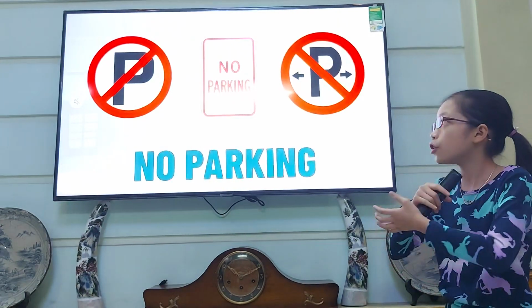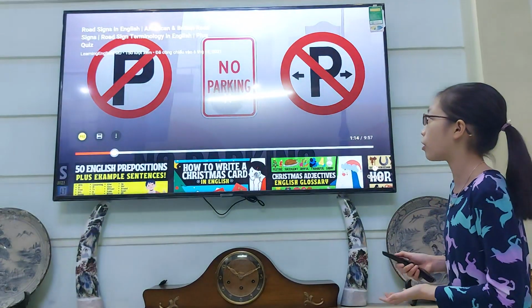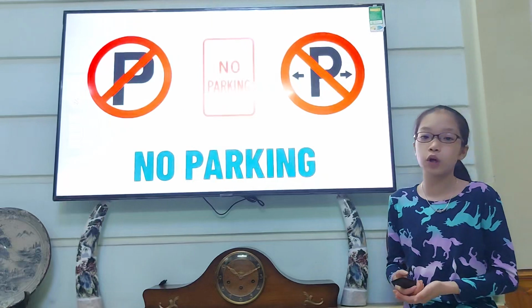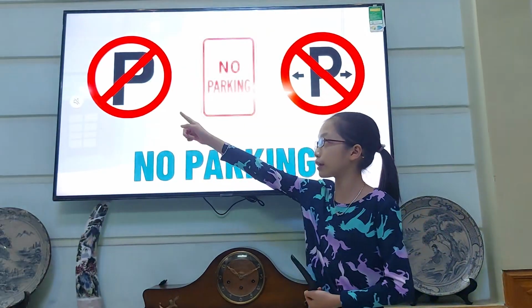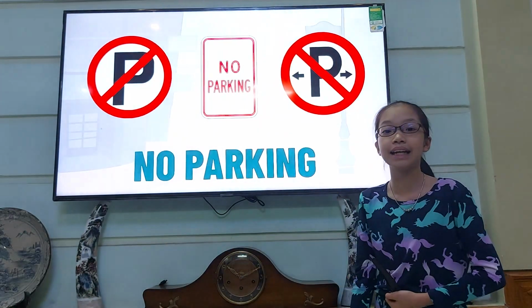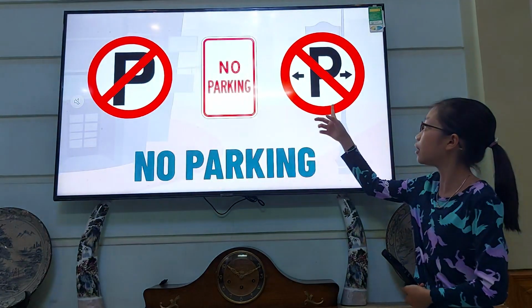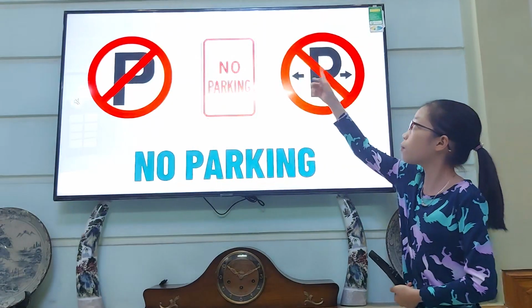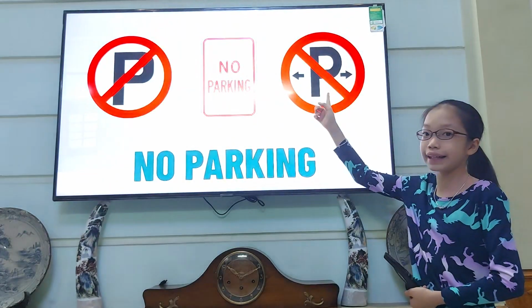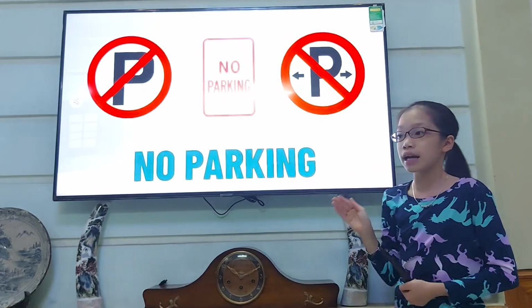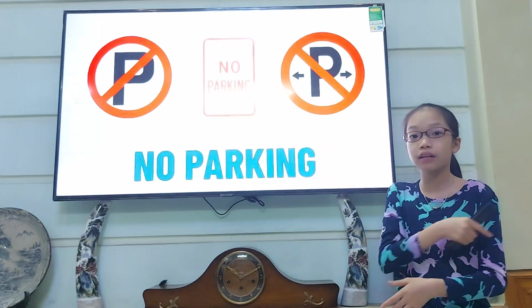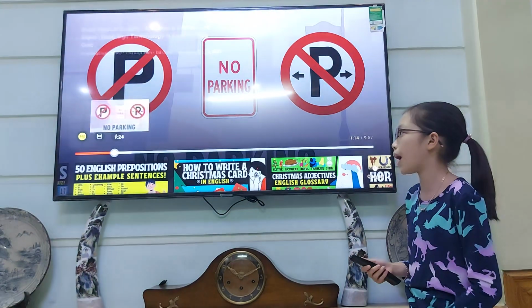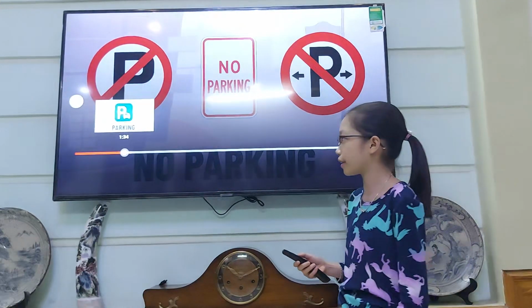Next, we've got no parking. There are actually different signs for no parking, depending on the country. First is the no parking sign, which we always see. P is for parking. And here, it's also no parking. No parking on both sides, because you can see here, it points this way and that way. That means no parking on each side. So there are different signs for no parking.